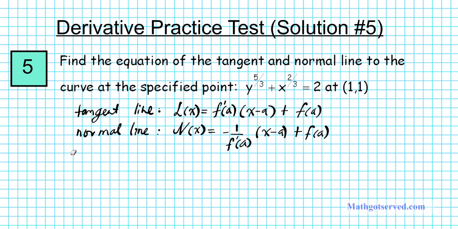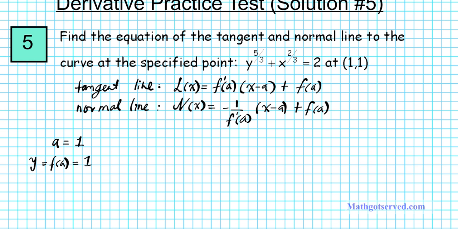We already know what a is. A is the x coordinate, and f of a, which is the same thing as y, is the y coordinate, which is 1. Now what we need is f prime of a, the slope of the tangent line. Basically we're looking for f prime of 1. So we are going to have to find the derivative of this function and evaluate it when x is equal to 1 and y equals 1 also.